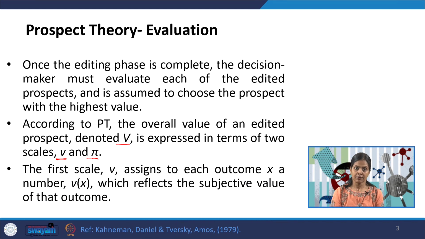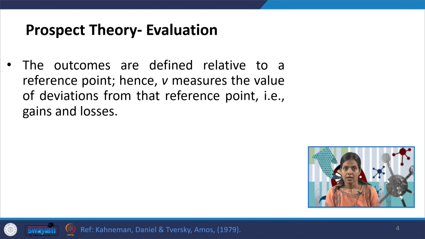The first scale v assigns to each outcome x a number v(x) which reflects the subjective value of that outcome. The outcomes are defined relative to a reference point, hence v measures the value of deviation from that reference point, that is gains and losses. We have already mentioned that prospect theory emphasizes the reference point. We are not bothered about the final point of wealth, rather the changes in the wealth in terms of losses or gains.